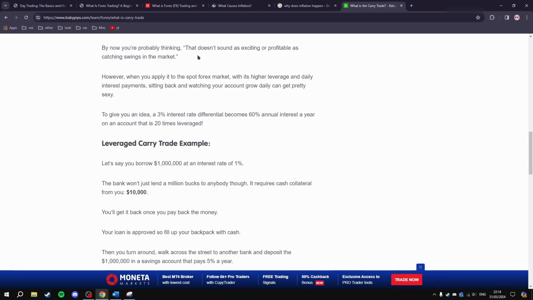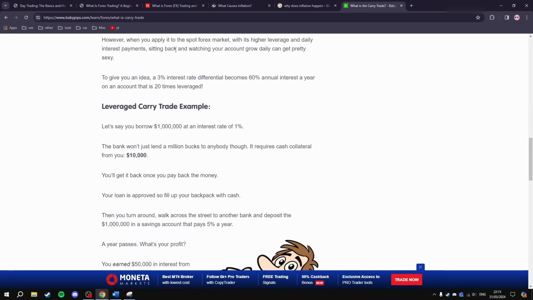By now you're probably thinking, that doesn't sound as exciting or profitable as catching swings of the market. However, when you apply it to the spot Forex market, with its higher leverage and daily interest payments, sitting back and watching your account grow daily can get pretty sexy. To give you an idea, a 3% interest rate differential becomes 60% annual interest on an account that is 20 times leveraged. Damn, so pretty much you can increase your account by over half.